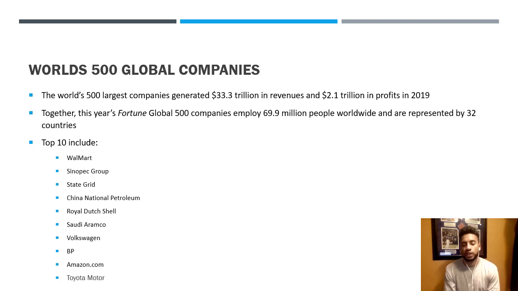If you look at the list, Walmart is first, and Walmart and Amazon are kind of the same. They sell a variety of goods. Then you see a lot of petroleum, right? China National Petroleum, Royal Dutch Shell, Saudi Aramco, Boston Petroleum. These are all gasoline and oil companies, which have a ton of money. And then you have Toyota Motor and Volkswagen, big car manufacturers.